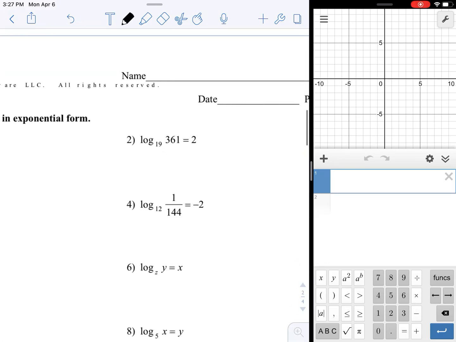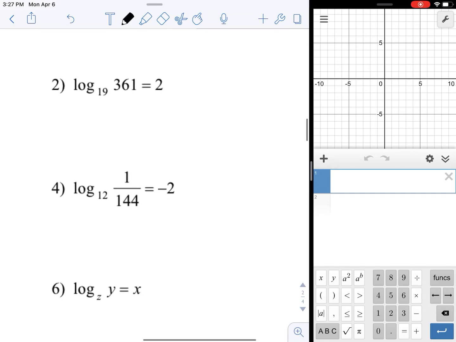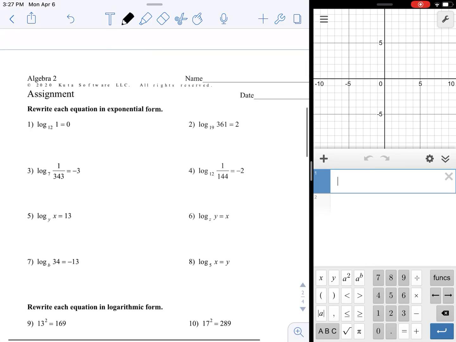So I'm going to go ahead and start off with some of the evens here. And then, like I said, there's a second part which is going to be graphing. I'll circle back to that in a minute. So number 2 through 8, we are supposed to rewrite in exponential form. Exponential form is where there's a base, a power, and then an answer.